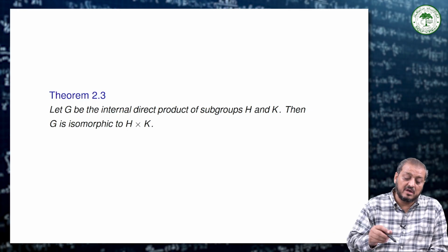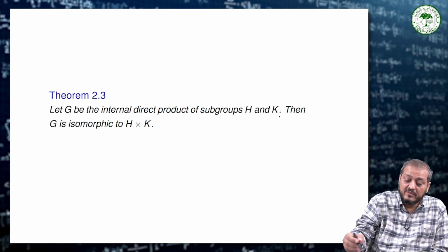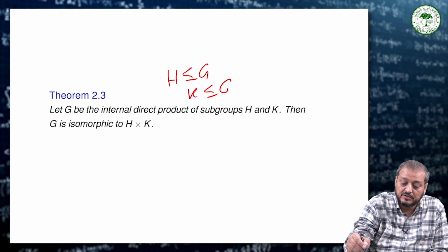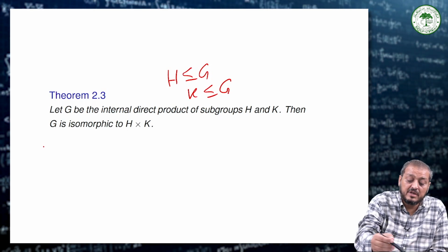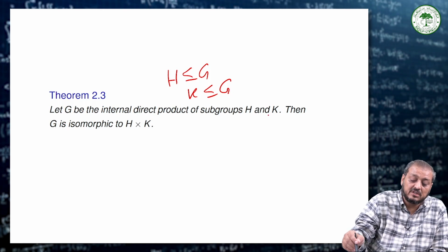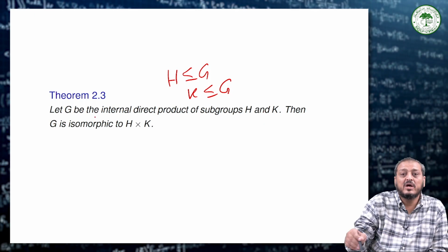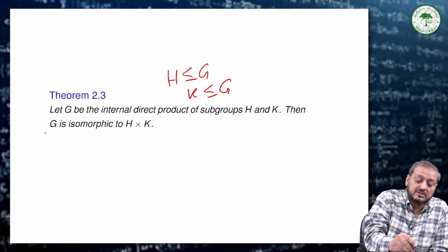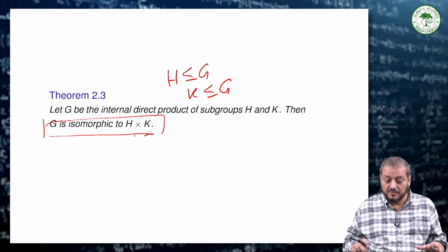Let G be the internal direct product of subgroups H and K. So H is a subgroup of G and K is also a subgroup of G. If G is the internal direct product of the subgroups H and K, this means H is normal in G, there is a unique representation of G equal to HK, and H and K commute with each other. Then we can say that G is isomorphic to H cross K. So let's begin with the proof.